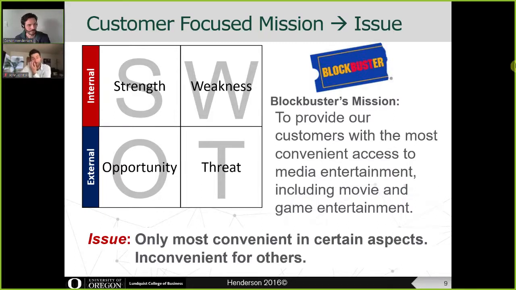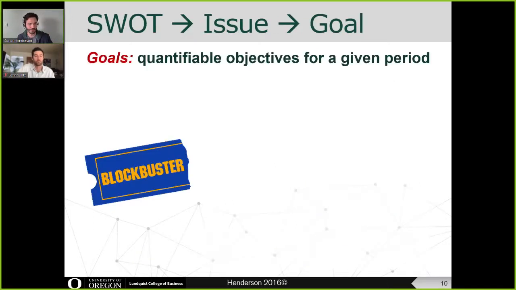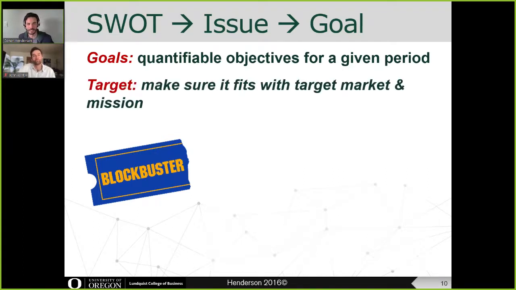And so that was the central issue they faced, that they were inconvenient in a dimension in which they wanted to be in denial about it. Because the base rentals just covered their cost of doing business, and the late fees were where they made their profit. They loved late fees, so they're kind of addicted to it. So the goal, based on that issue, would be to identify some quantifiable objectives for a given period of time, and it needs to fit with your target market and your mission.